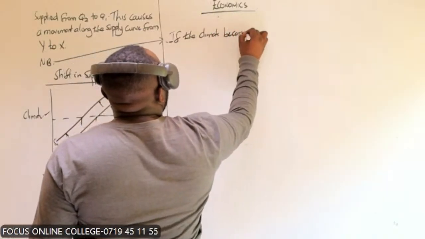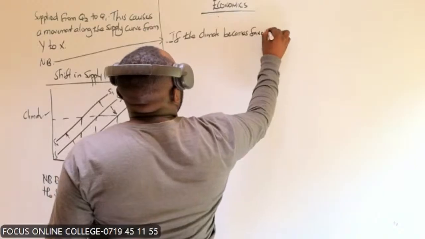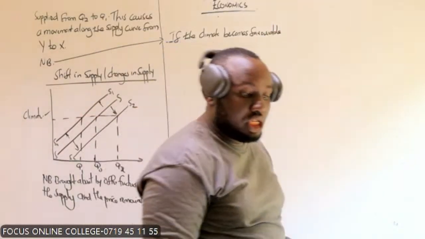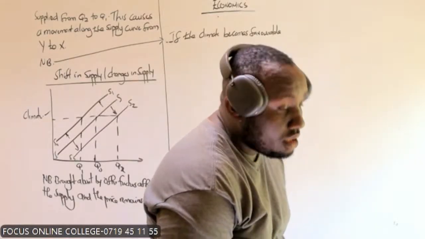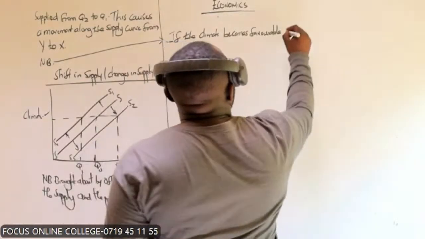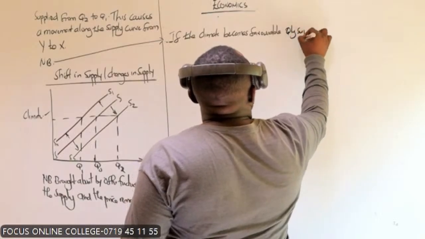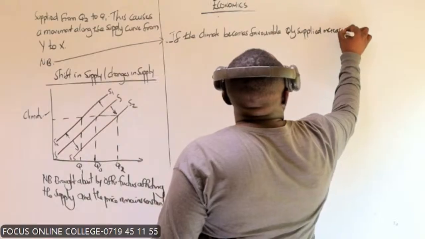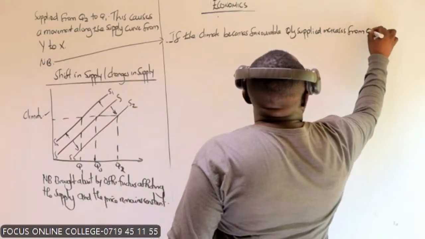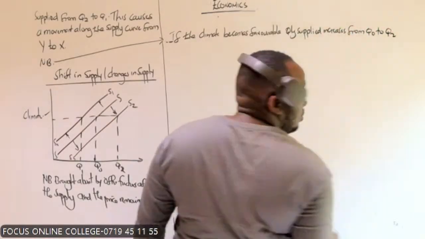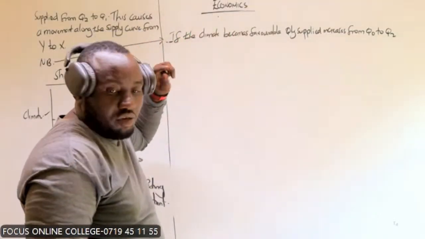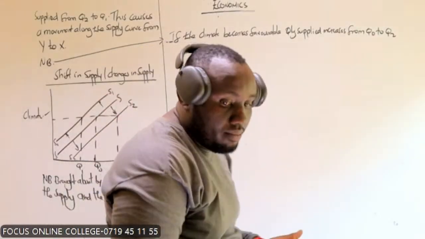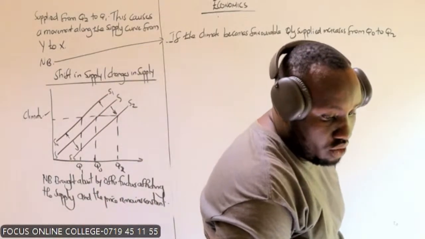So if the climate becomes favorable, if the climate is good, quantity supplied increases from Q0 to Q2. If the climate becomes favorable, we understand that the quantity supplied will increase from Q0 to Q2.